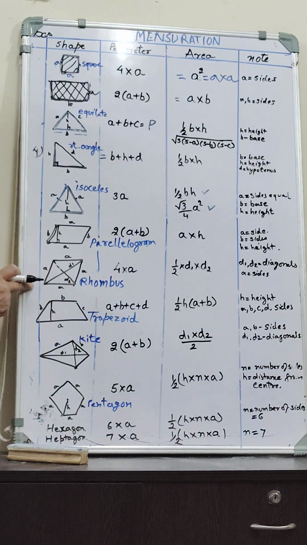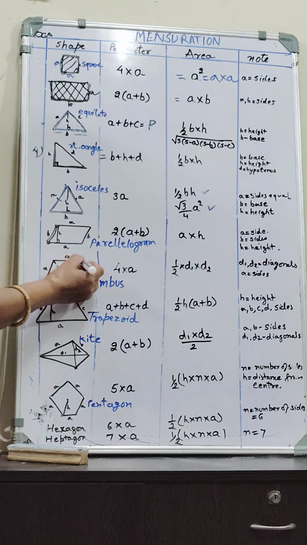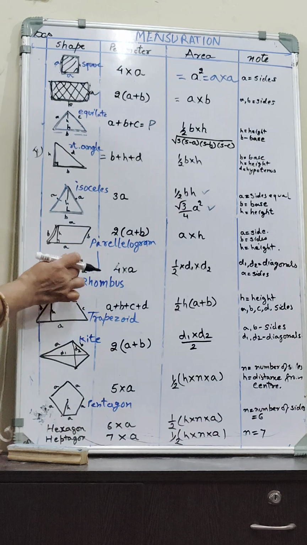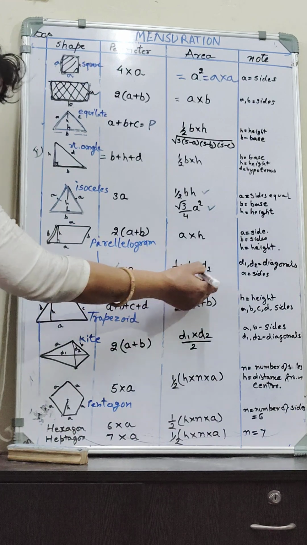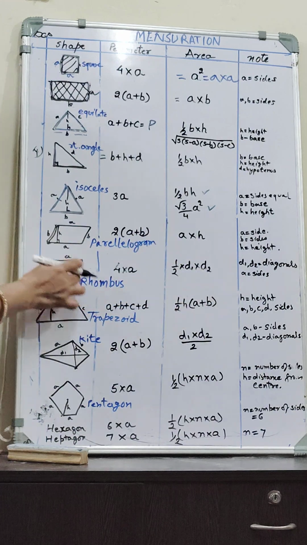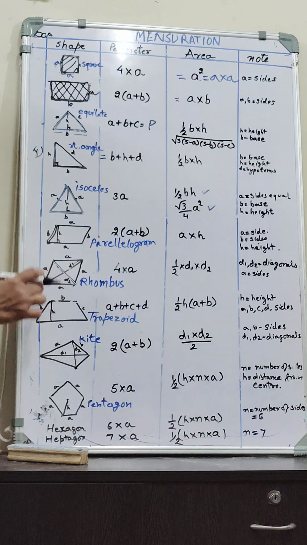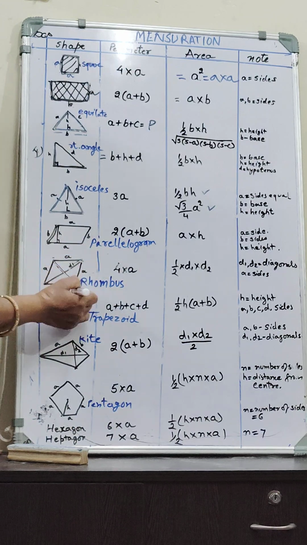For a rhombus, to find the area we must first calculate the diagonals. Diagonal means the end to end distance. So this is D1 and this is D2. 1/2 D1 into D2: both diagonals multiplied, divided by 2. It becomes the area. What about the perimeter, the boundary? It becomes 4 into A.